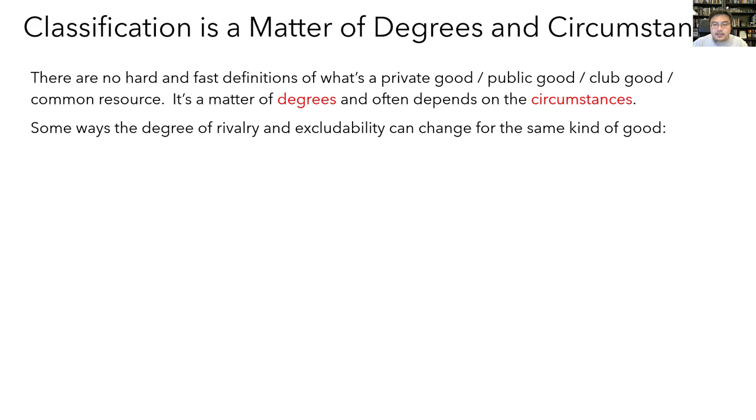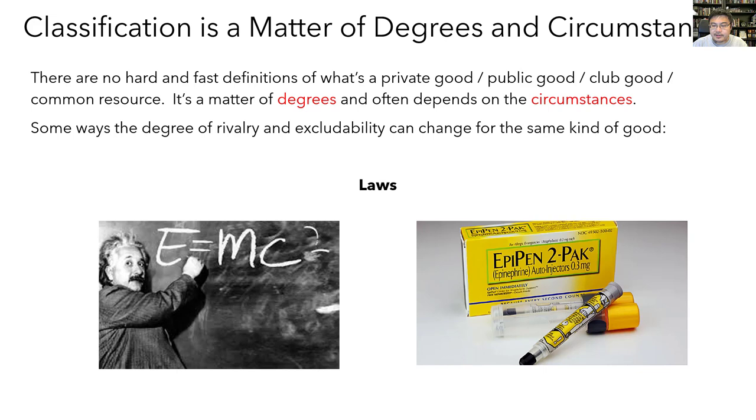And finally, there is the law. Laws can affect the rivalry and excludability of a good. So think about scientific research. Scientific research is basically the production of knowledge, and knowledge is by itself both non-rival and non-excludable, right? My knowing of a fact or theory doesn't prevent anyone else from knowing it, so knowledge is non-rival. And because information is easily shared and transmitted, it's actually quite costly to stop someone from learning a scientific fact or theory once it's been discovered. So it's close to being non-excludable. And because of that, basic scientific research can be thought of as a public good.